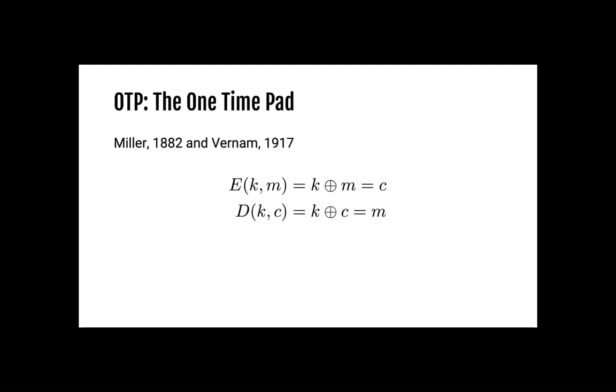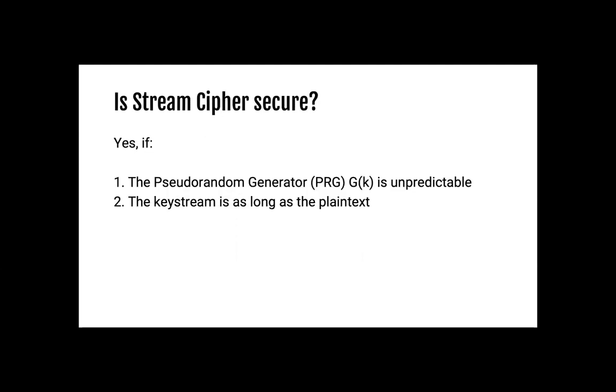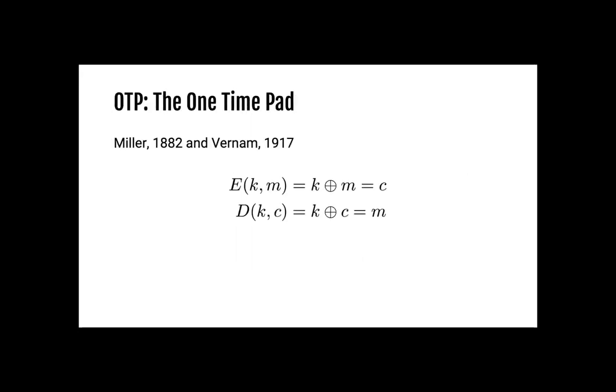Cool. So this is about stream cipher, and I want to make it more general and bring in this term: the one-time pad. The one-time pad is another type of cipher, and I would say it is very similar to stream cipher. You can consider it like a Caesar cipher. It is just yet another type of crypto system. It was invented by Miller and Vernam in 1882 and 1917.